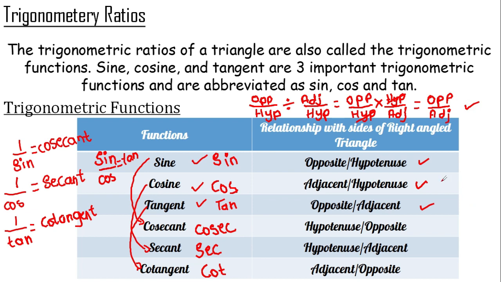So sine theta is opposite by hypotenuse, cosine is adjacent by hypotenuse, tan is opposite by adjacent, cosecant is the reverse of sine, that's hypotenuse by opposite, secant is hypotenuse by adjacent, and cotangent is adjacent by opposite.